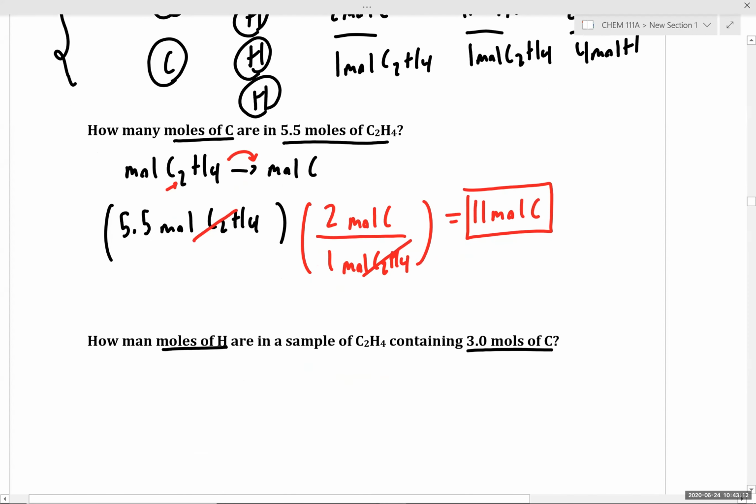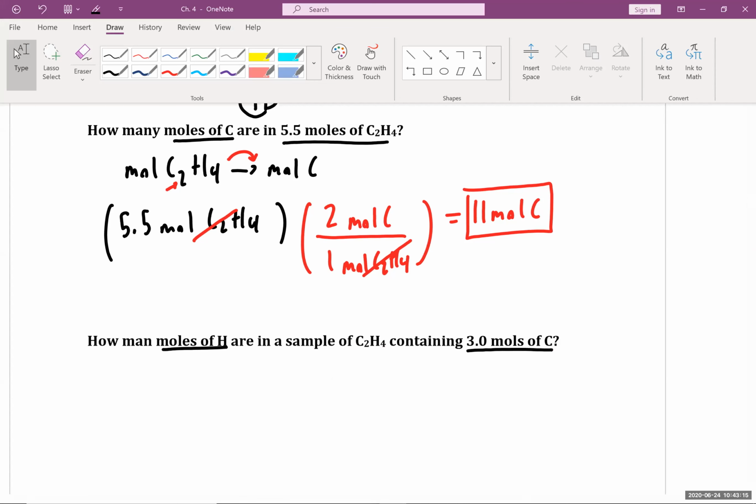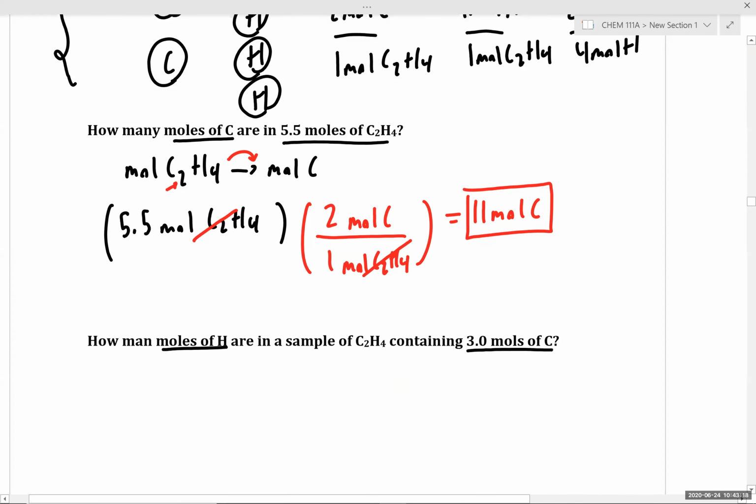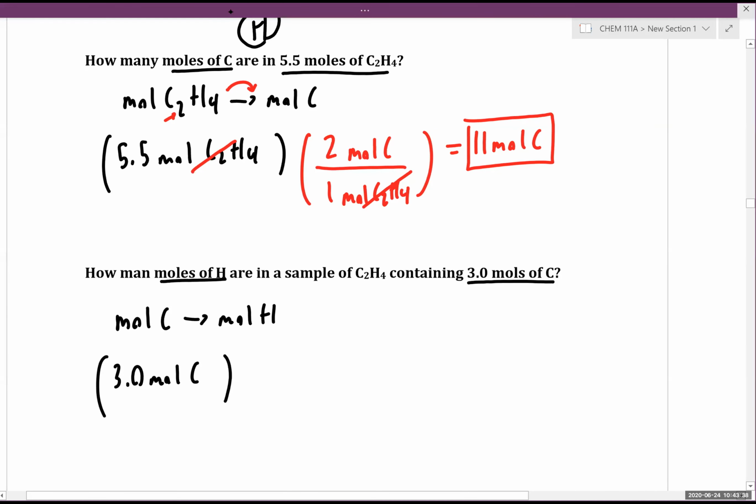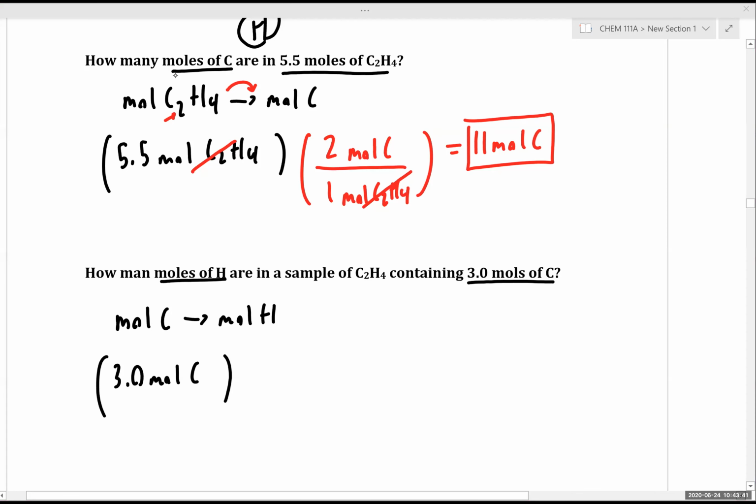Let's try another, continue on and let's discuss the next part of this example. So we're asked to figure out the moles of hydrogen in a sample containing 3 moles of carbon. So we're trying to go from moles of carbon to moles of hydrogen. Okay. We have 3.0 moles of carbon. And now in order to complete our unit conversion, if we're going from moles of carbon to moles of hydrogen, what units do we need on top?